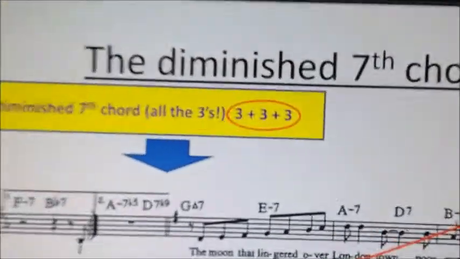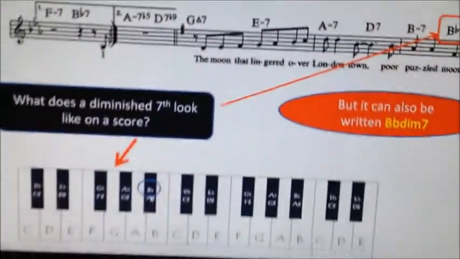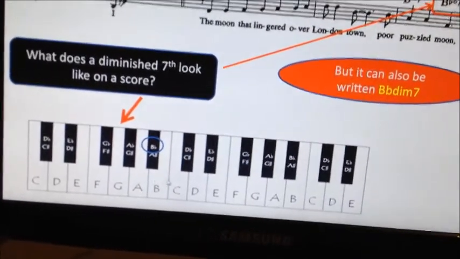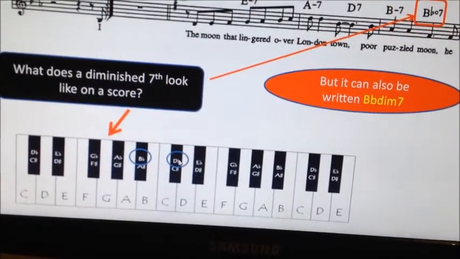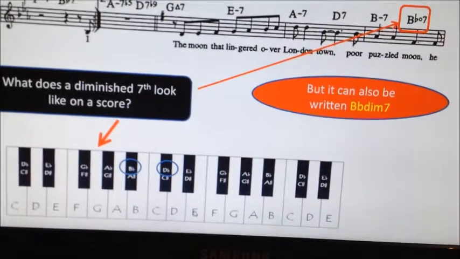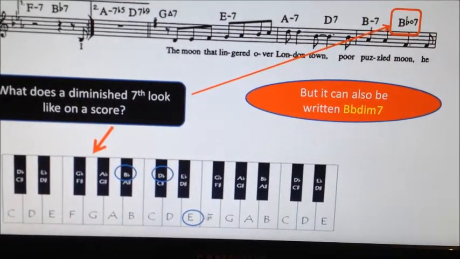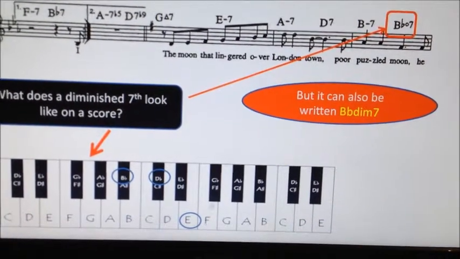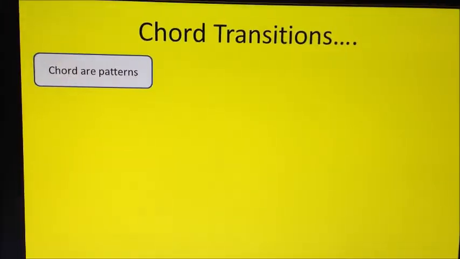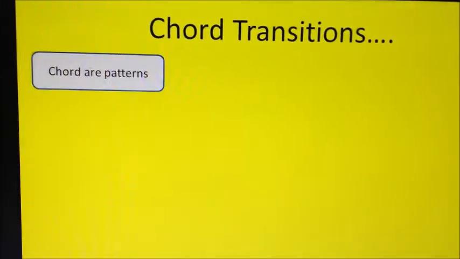Okay, remind ourselves it's 3 plus 3 plus 3. So 1, 2, 3, D flat, 1, 2, 3. I have to call that F flat, more on that in a minute. 1, 2, 3. Right, let's look at the chord transitions.